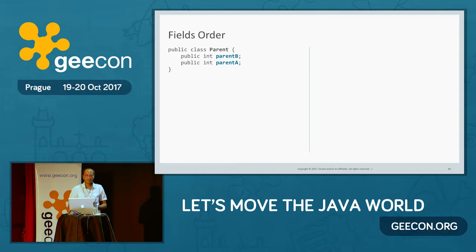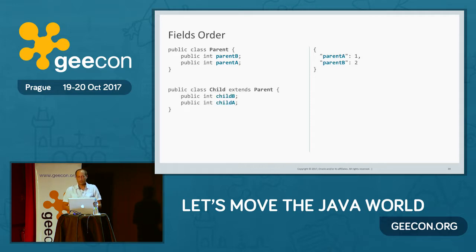The default field order is lexicographical, from parent class to child class. So say we have this parent class and we serialize it to JSON. We end up with a document having parentA and parentB properties in this particular order, regardless of how they are defined within the class. If we extend this class and add two new properties, then these will be sorted lexicographically as well and put in the end after the parent properties.